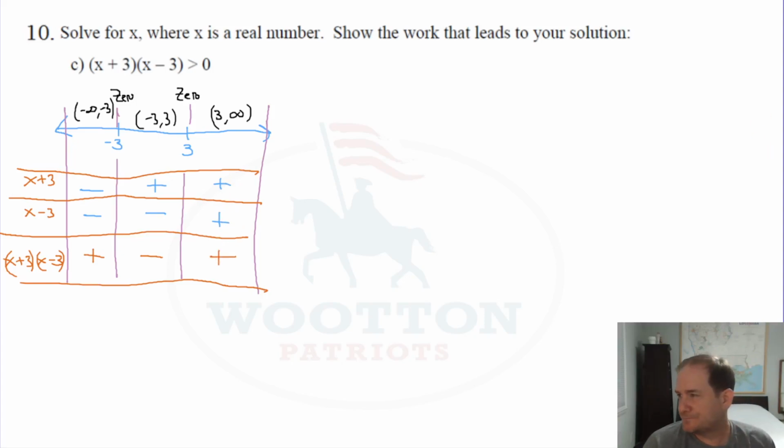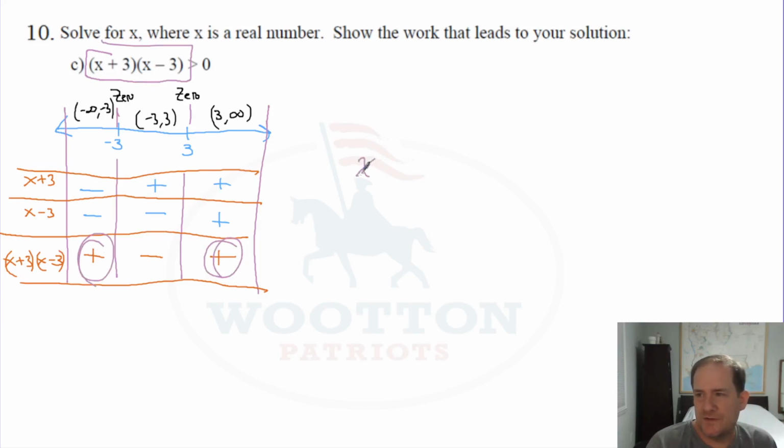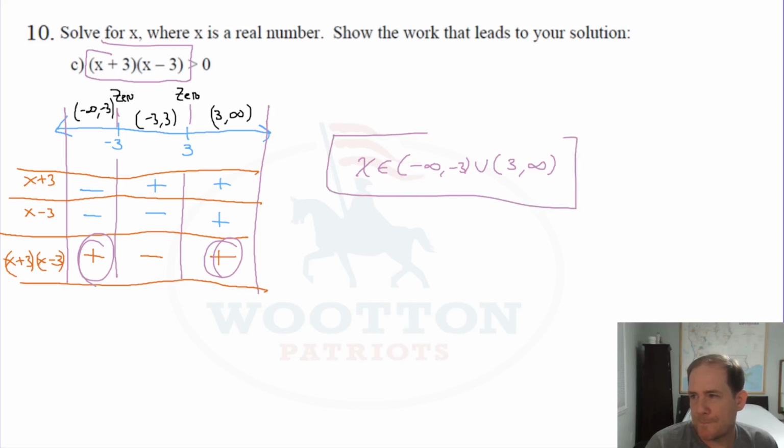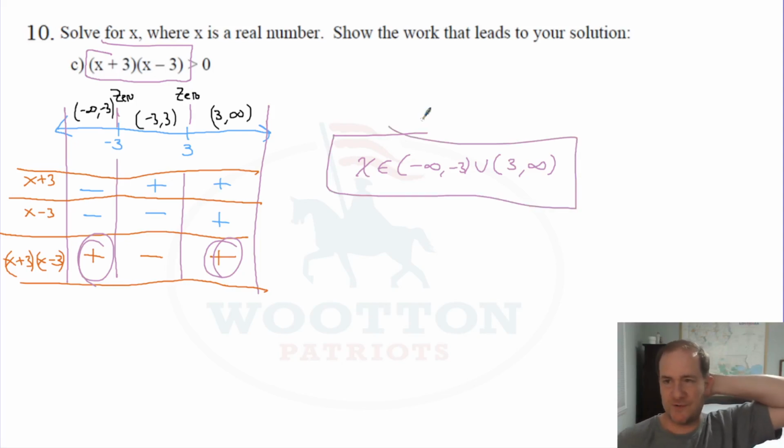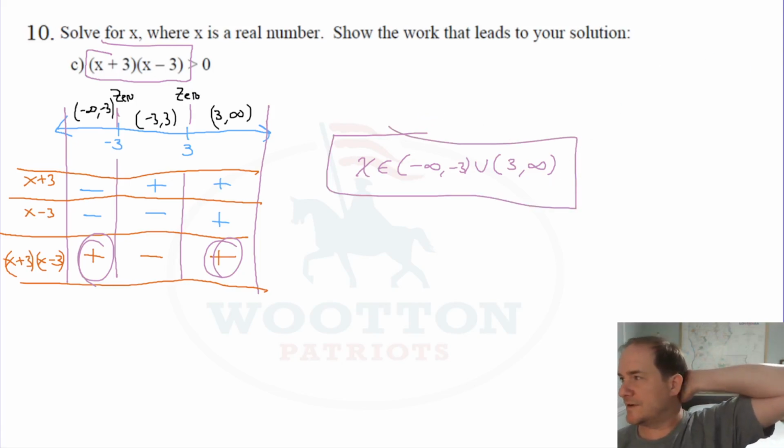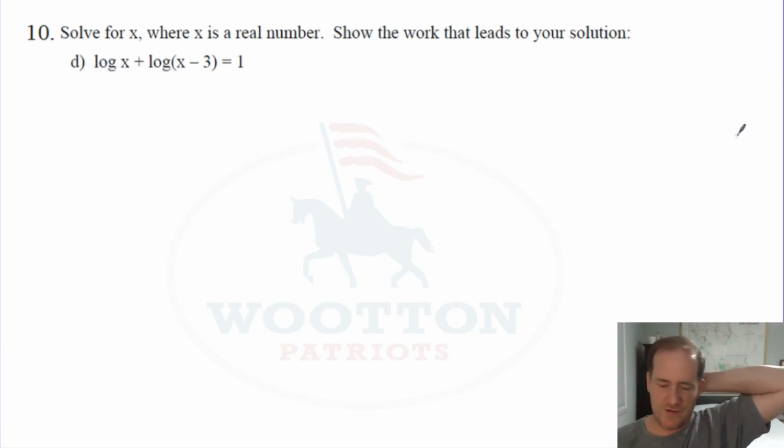So there you go. If our solution set is just to figure out when this thing is positive, well then it's here and here. So my solution set is the two intervals on the ends, the ones that go from -infinity to -3, and the one that goes from 3 to infinity. So that's your solution set for part C. What's D looking like? Oh yeah, this guy.